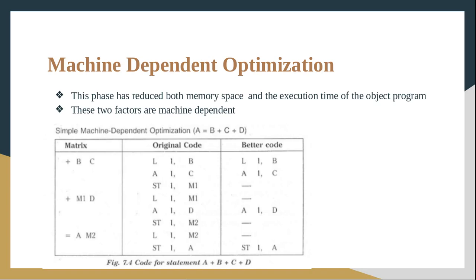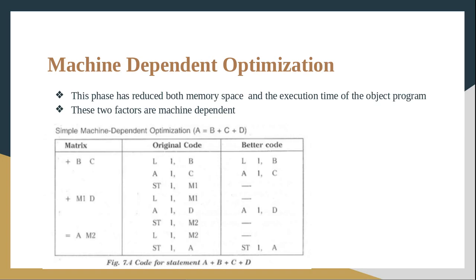Similarly, we will generate the object code for plus M1 D and equal A M2 according to our production rules. Then how can we optimize this code? That we have given in the third column. The third column represents the optimized object code. What is the first instruction? L 1, B. That means load the value of B into register 1.